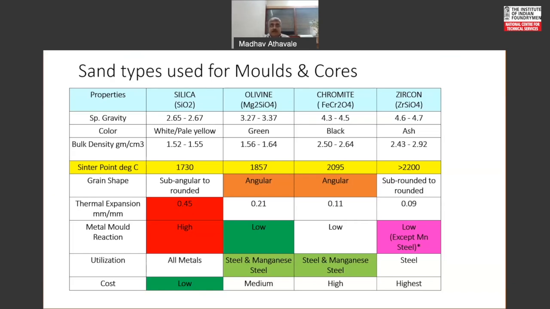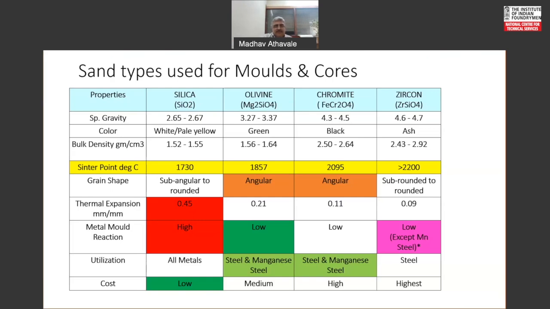Metal-mold reaction is high with silica, as we have seen in the case of manganese steel, even with iron oxide. Olivine has lower reaction. Chromite has lower reaction, except in manganese steels. And for manganese steel, it is for the simple reason that there is silica present. Zircon is ZrSiO4 as a chemical formula, but it is actually ZrO2·SiO2.